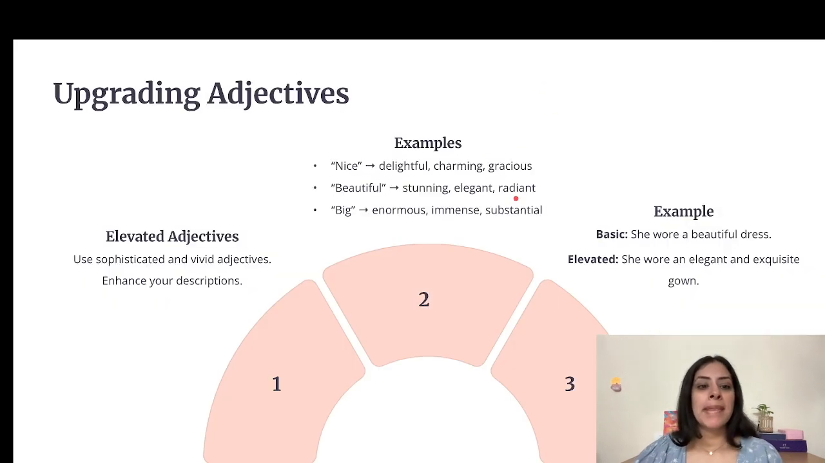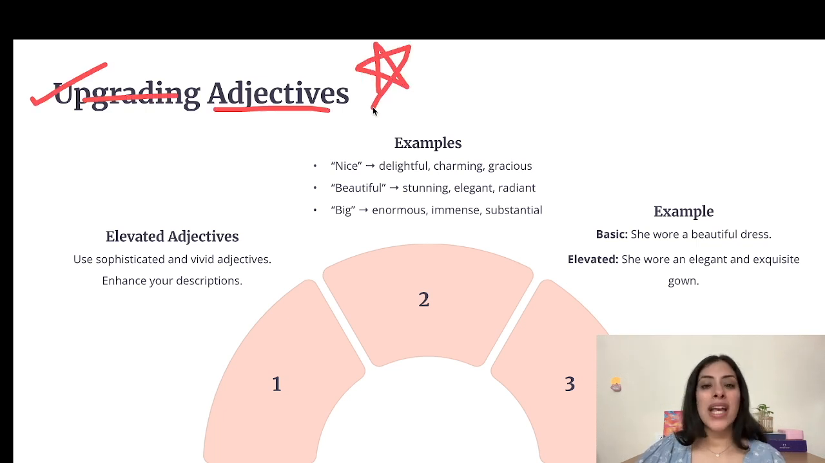Okay, next is upgrading your adjectives. Now I know this is a difficult task. Sometimes we're not able to think about the right adjective on the spot, but practice will make it possible. So the first one is elevated adjectives. They help you to enhance your descriptions.